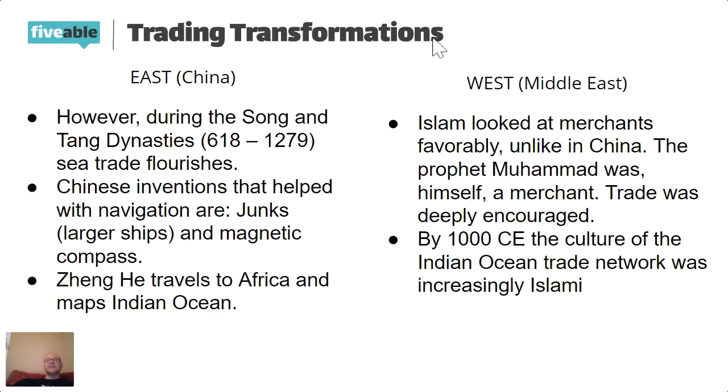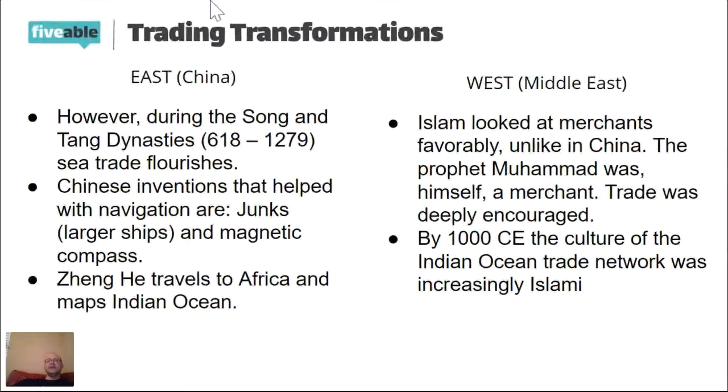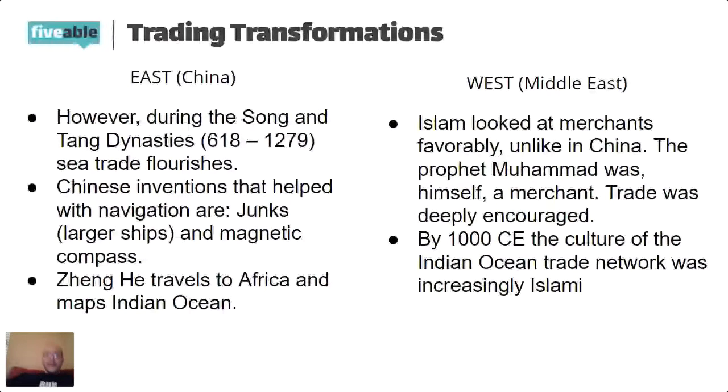All right, so let's look at some of the transformations that occur in the Indian Ocean. During the Song and Tang dynasty, we start seeing that sea trade is going to just explode. One of the couple reasons is that China is going to have some pretty powerful inventions occurring. One is junks, which are these massive, beautiful Chinese ships. And the second one is the magnetic compass, which is going to be a forever game changer in how sailors will navigate the ocean.